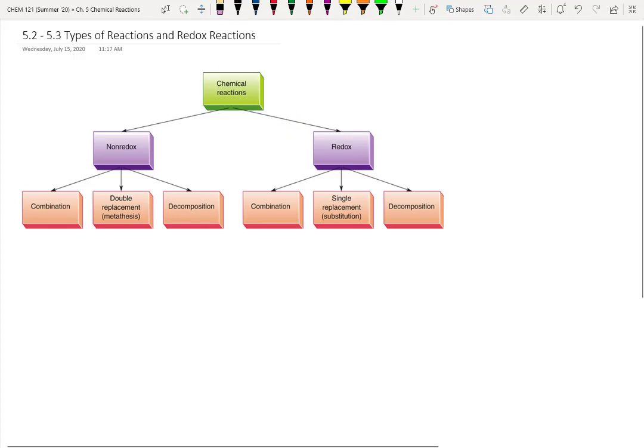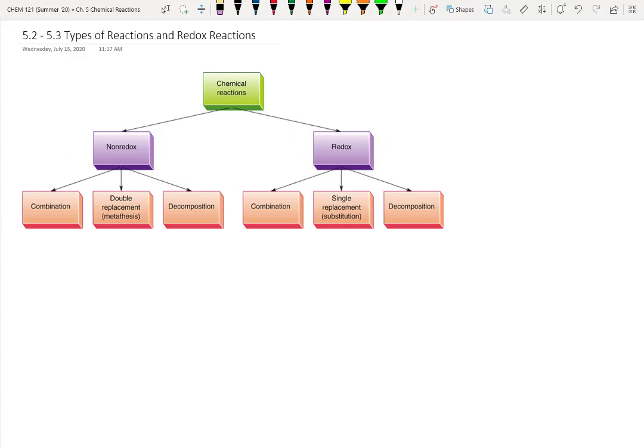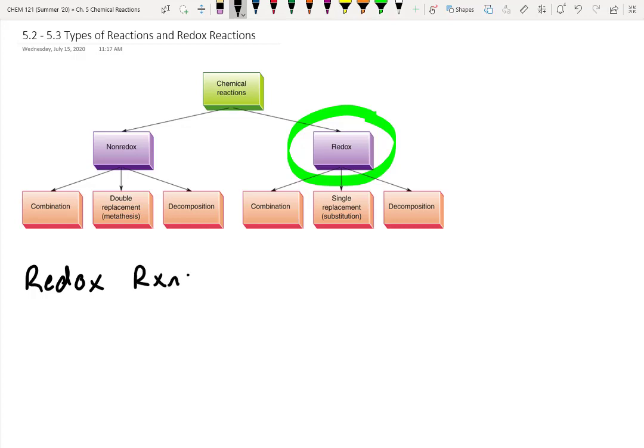But today what we're going to do is look at all the different types of chemical reactions. Specifically, we can branch them into redox reactions or non-redox reactions. And today, we're going to focus primarily on these redox reactions. So what in the heck is a redox reaction? Well, let's define it. A redox reaction is a specific type of chemical reaction where electrons are being moved.